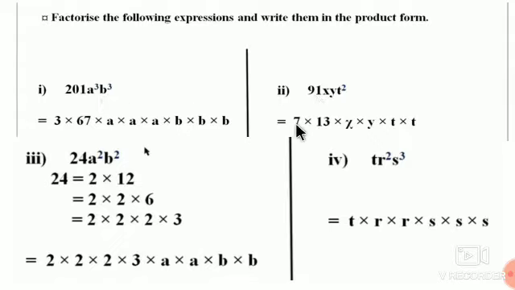91, 7 into 13 are the factors of 91, multiplied by x multiplied by y and t square, so t 2 times. Remember, while writing the factors of a coefficient, you should write only the prime numbers. Only prime numbers, not composite numbers. Here 3 is a prime number, 67 is a prime number, 7 and 13 are also prime numbers. Here 2 and 3 are also prime numbers. You cannot write 2 into 12 because 12 is a composite number. Remember this. This is very important to write the factors.